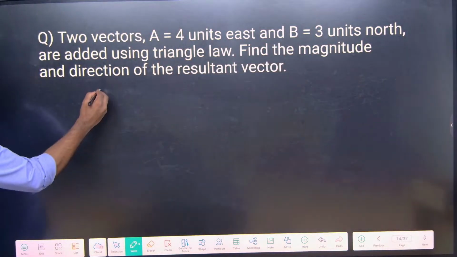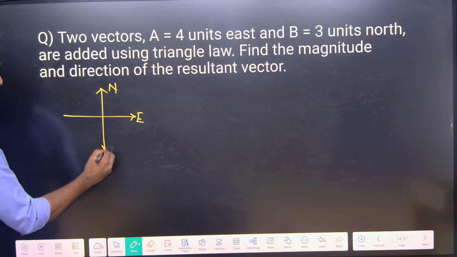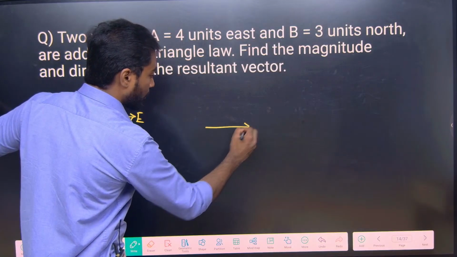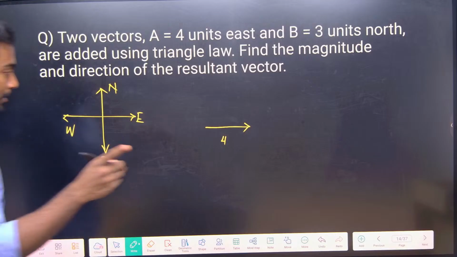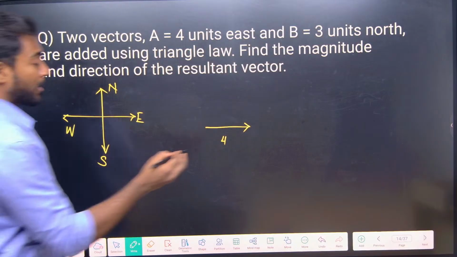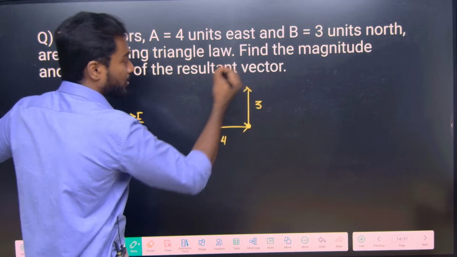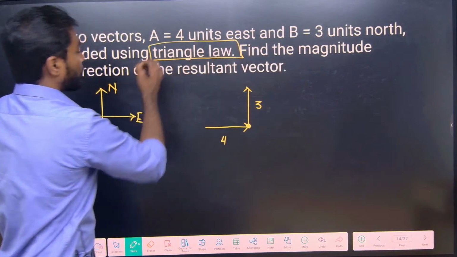I'll draw the map first: north, east, south, west. Okay, so 4 units in the east, and B is equal to 3 units. Ela draw cheyalani cheppina. How to draw the second one? Since it is in the north, I'll keep the tail of the second vector on the head of the first vector. This is my 3 units, added using triangle law.